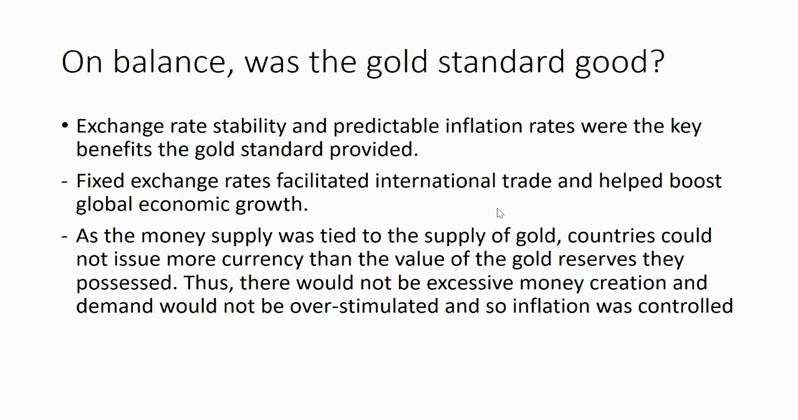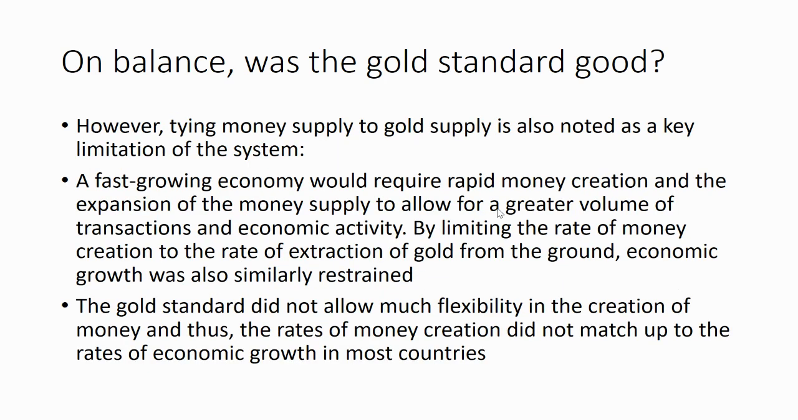And at the same time, because the money supply was tied to the supply of gold, because ideally, you cannot issue more currency than what you held in gold, countries will not create excessive amounts of money, and so they won't overly stimulate demand, and so inflation will be controlled. So there was the positive. These are the positive attributes of the gold standard. But because of the fact that money supply was tied to the supply of gold, this is also a limitation, and a key limitation mentioned by many economists, of the gold standard.